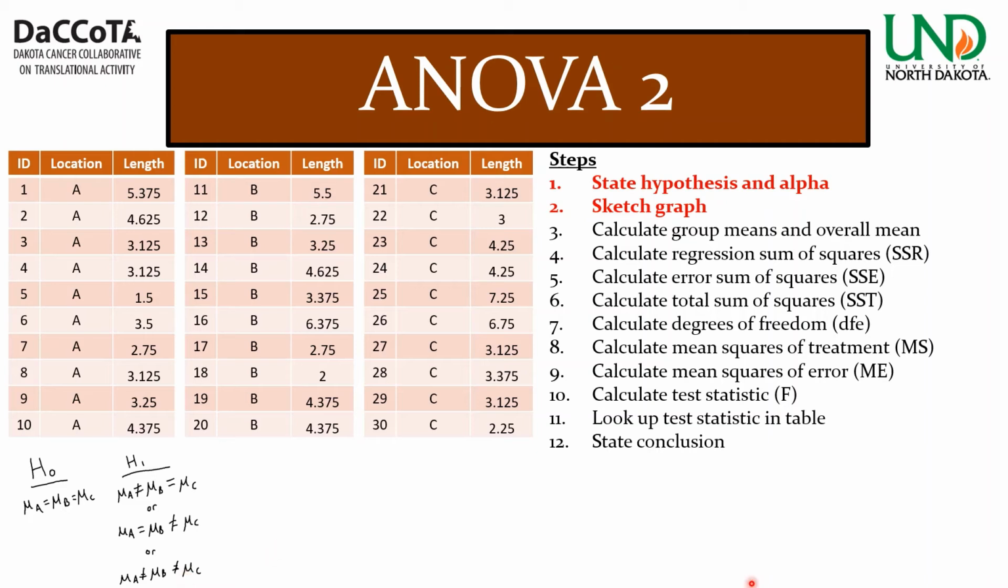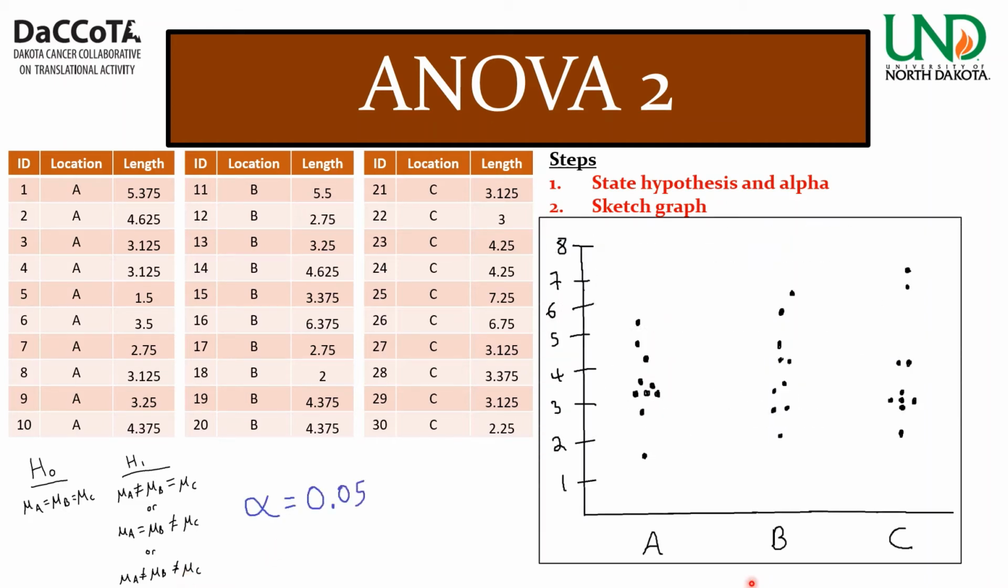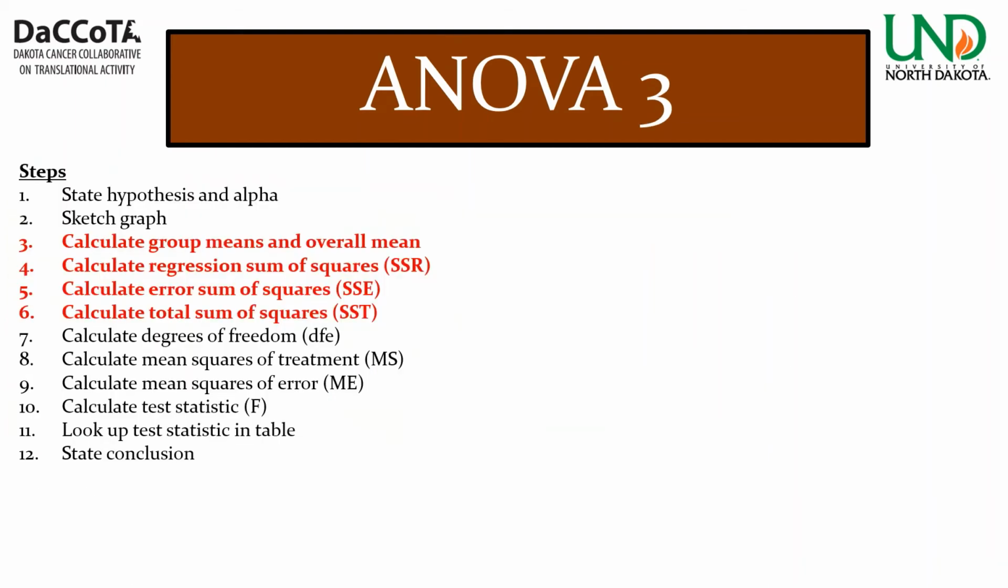Anyways, with that, our alpha is going to be standard 0.05, and our graph is going to be very similar to our t-test, except we have a third category, C. Again, because of this graph, I'm expecting there's not going to be really a difference because they look pretty similar. C does have some higher ones, but those kind of look like outliers. Anyways, jumping into various calculations.